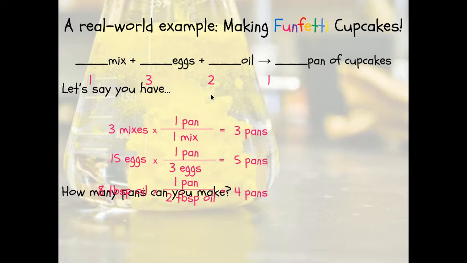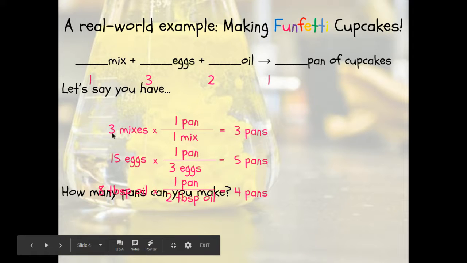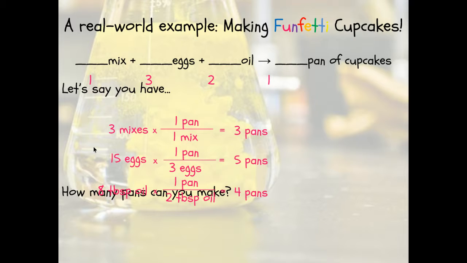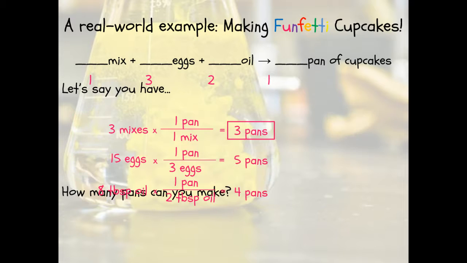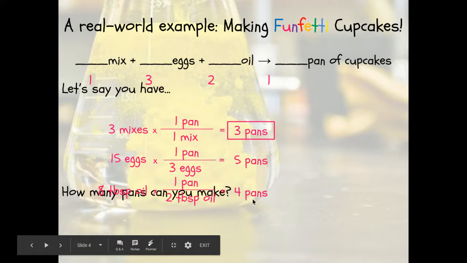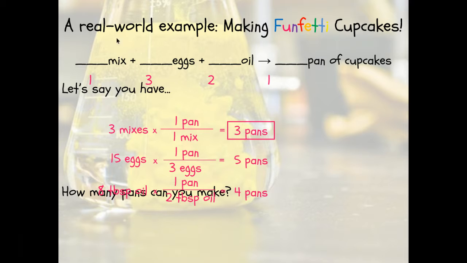But actually, with my ingredients that I have, and I only have those, I can't magically produce more unless I go to Walmart or steal someone's lunch money to go buy more. I could only make 3 pans. Right here, 3. Why? Because the mixes are limiting how many pans of cupcakes I can make because they're used up first. Once I use up my 3 mixes, it doesn't matter if I have excess eggs and excess teaspoons of oil. I have to have all 3 mixes, eggs, and oil to make a pan of cupcakes. But if I run out of the cupcake mix, I can't produce any more cupcakes. It's just impossible.